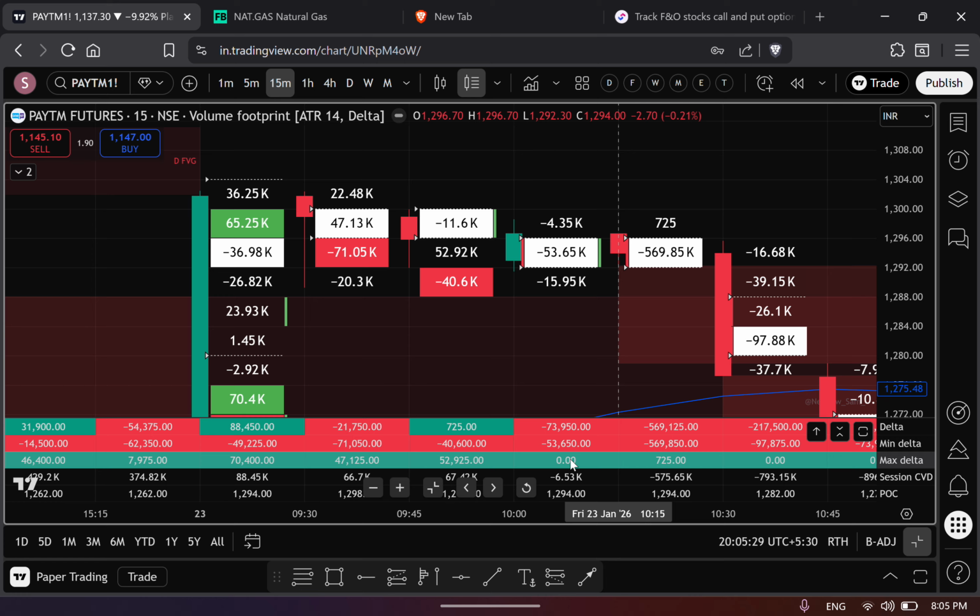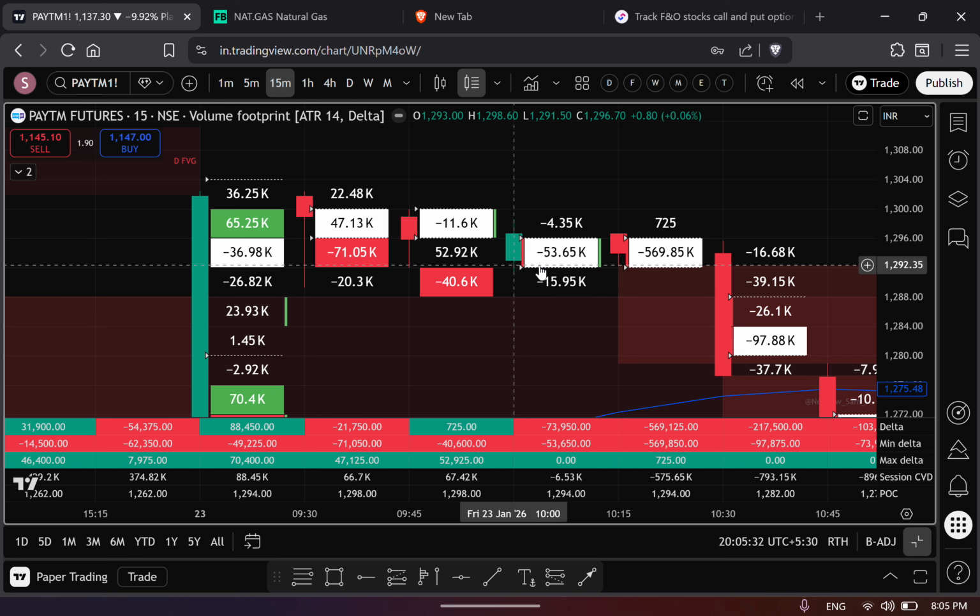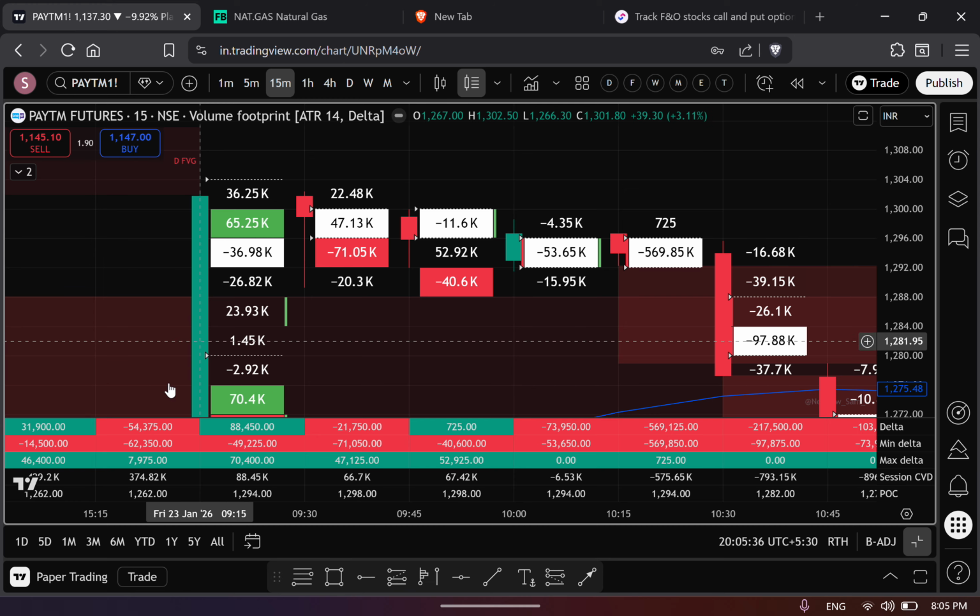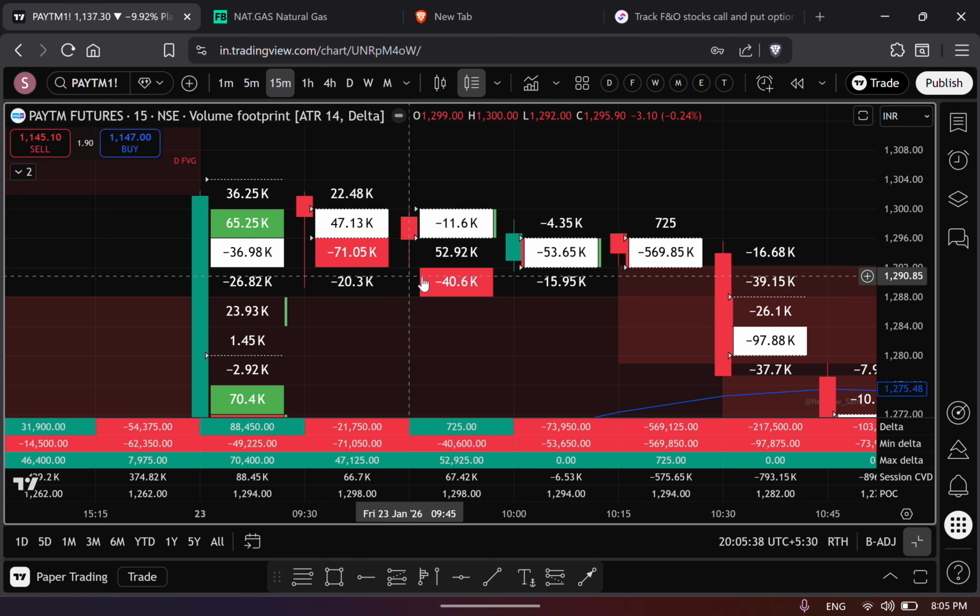So what it means, if buyers are not there in this particular candle, sellers are in control of this candle. But when you see this big candle and after two red candles, usually people will enter a buy and they'll put the stop loss here. Obviously you will lose your trade. Why?